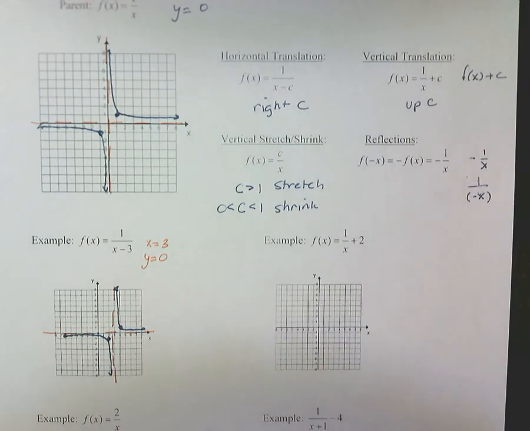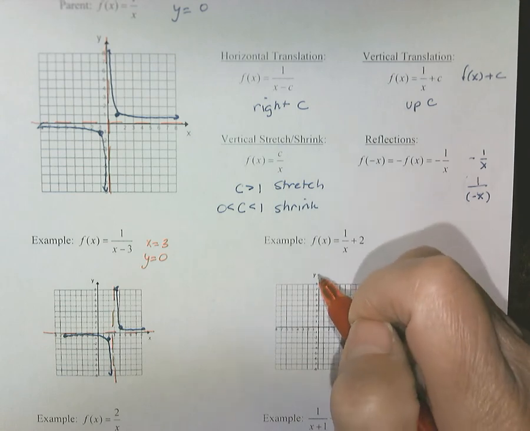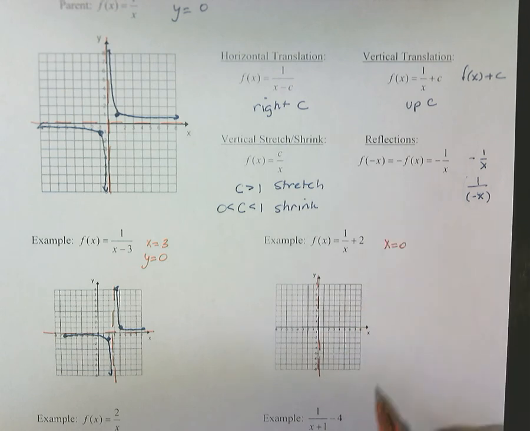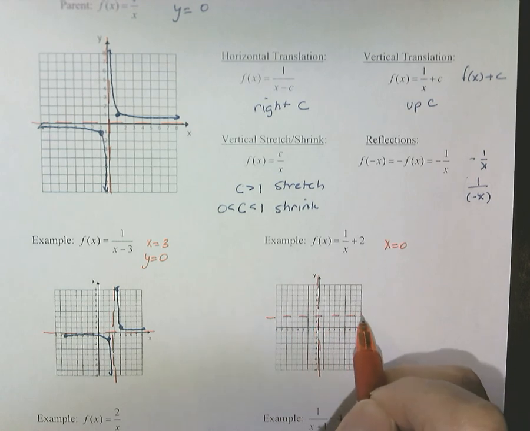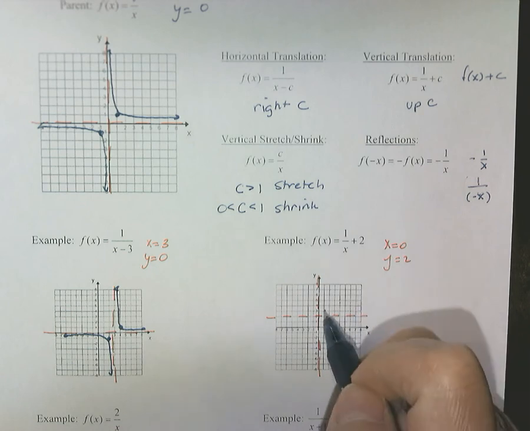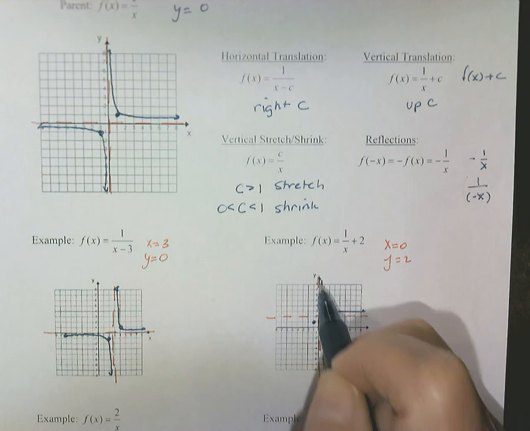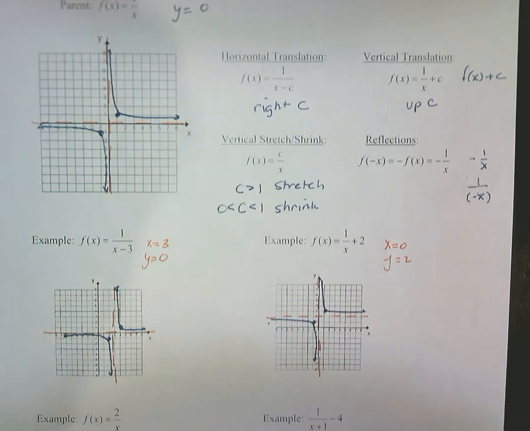This example here, 1 over x plus 2, is going to go up 2. So if it goes up 2, my vertical asymptote stays at x equals 0, and my horizontal asymptote is going to go up 2. So it's going to be at y equals 2. Plot these points again, because I'm not really changing anything else. And that's what it looks like.